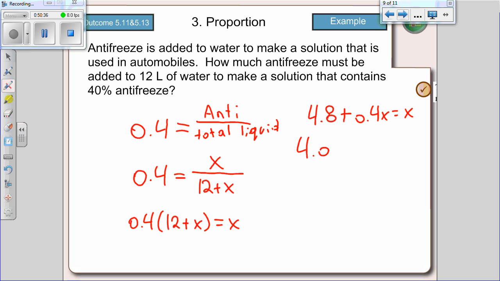4.8 divided by 0.6 is equal to how much antifreeze I need. How much did I need? Try to calculate. 8?